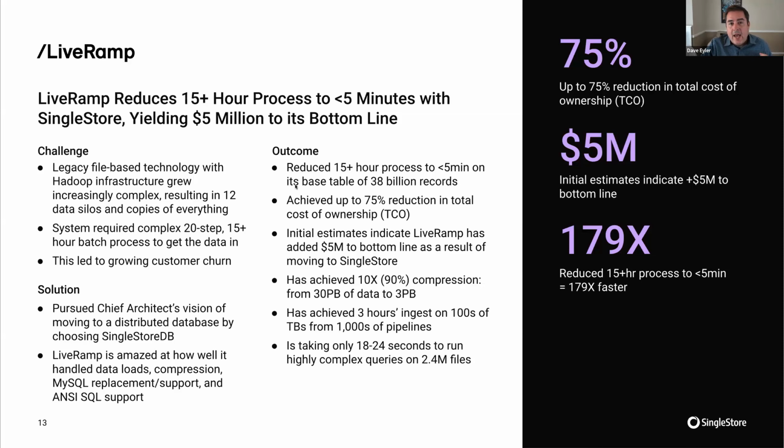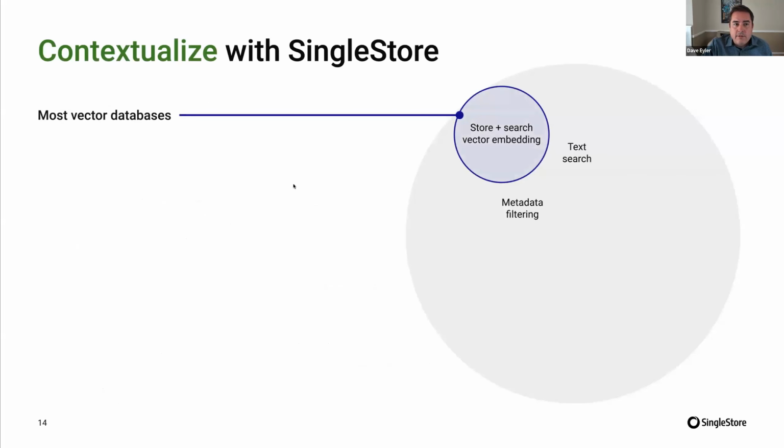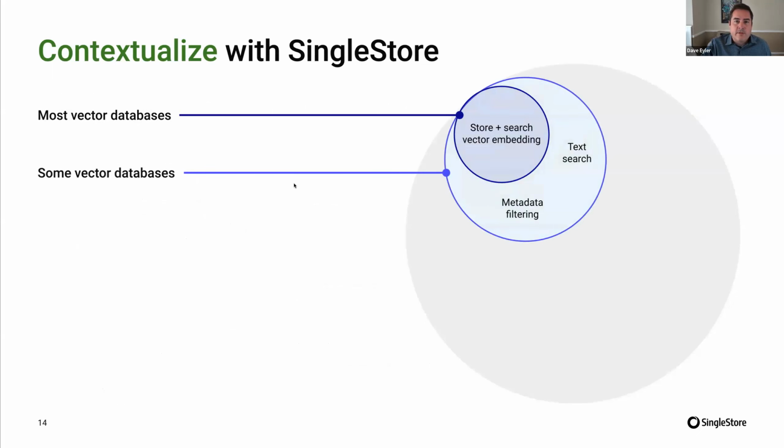All right, now, as if that wasn't enough, let's talk about generative AI. The last piece of the puzzle was to contextualize. There are vector databases out there. Pretty much all of them are going to allow you to store vectors and search them. Some of them, the really advanced ones, might say, oh, and you can do text search as well, or you can even do metadata filtering, which is just regular SQL filtering. Not all of them have that. Some of them have that.